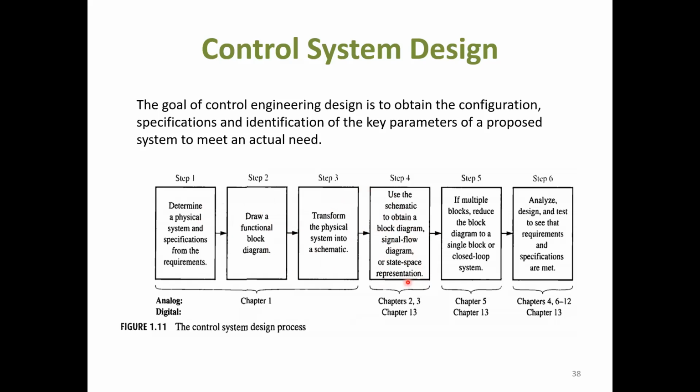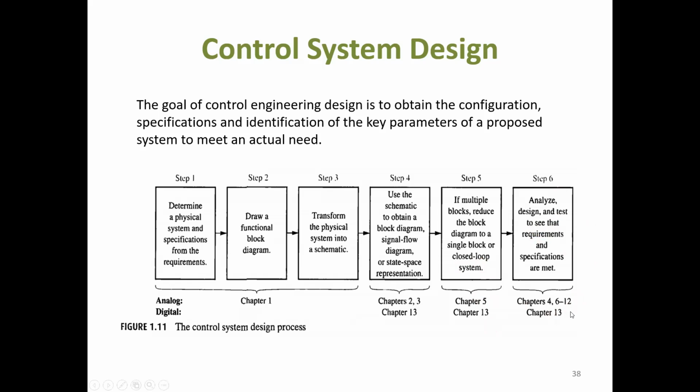We'll see all. We have already seen a block diagram, but we need to see details again. And next one, if multiple blocks, reduce the block diagram to a single block or closed system. So if you have multiple blocks, then you have to reduce. We will discuss it in chapters 5 and 13. And chapters 4, 6, 12, and 13. The last step is to analyze, design, and test to see that requirements and specifications are met. Okay. So this is an important block diagram, so you have to check it out.